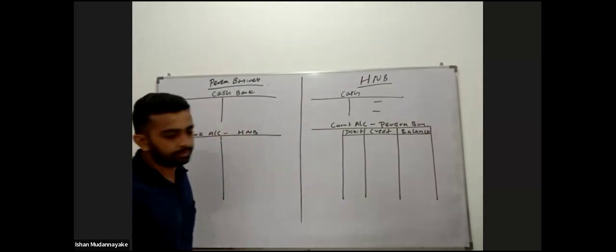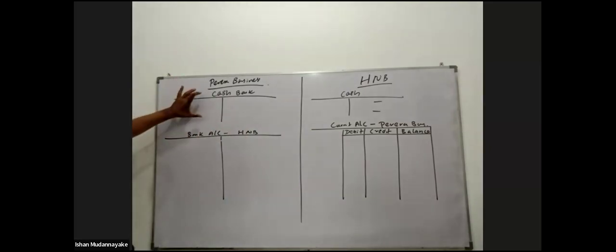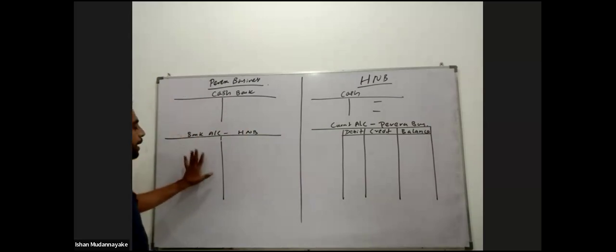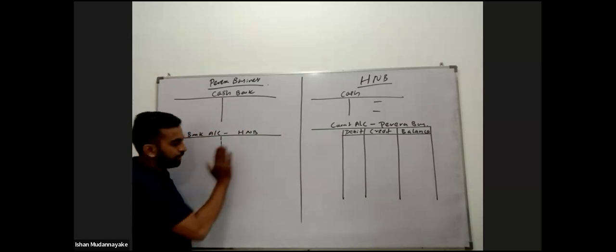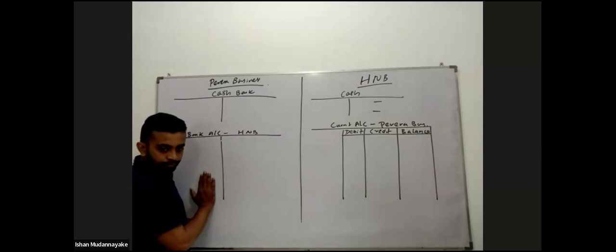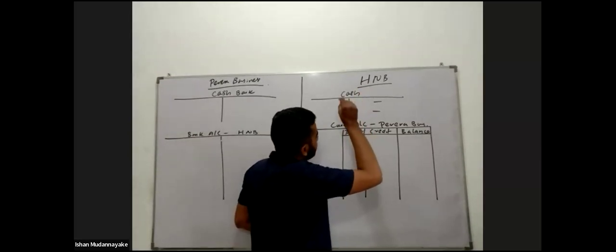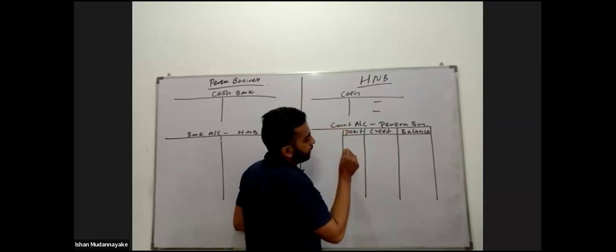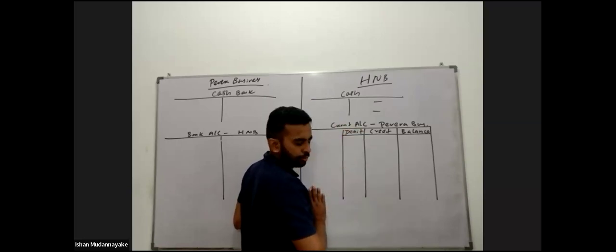Now, this is the cash flow prepared by the PANORA business organization. And this is the bank account maintained by PANORA business for the HNB bank. And here is the cash flow of the HNB bank, and this is the current account maintained by the HNB bank for the PANORA business.